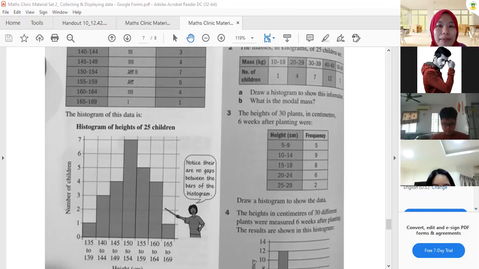Okay, I am going to do the summarization. We have finished with the chapter 3 and chapter 5 discussion. However, if you think that you're still not so clear with any parts of the explanation, don't feel shy, don't feel afraid to approach me through email. All of you have the material that I attached in the Zoom group chat, both Maths Clinic Material Set 1 and Maths Clinic Material Set 2.